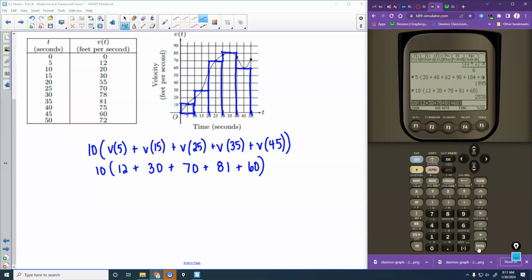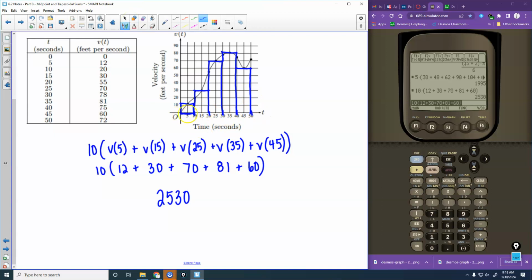So whenever we do this, we get 2,530. What would the units be on this? It's not. So what you're thinking of, feet per second, would be like if we were dividing. If we were doing feet per second divided by seconds, that would be if we were finding the slope of this graph. We're not finding the slope of this graph. We're finding the area under this graph, right?